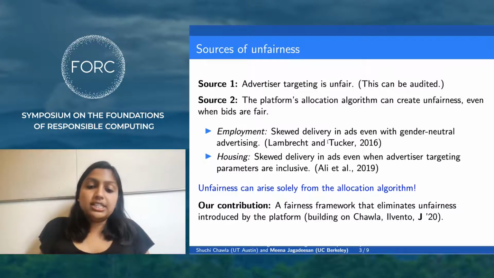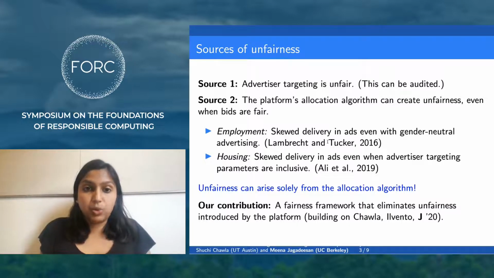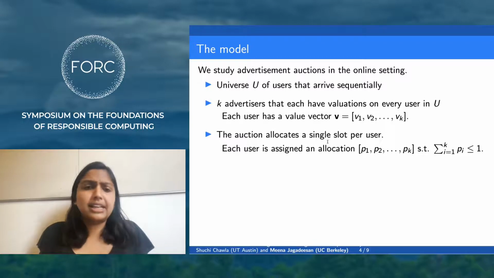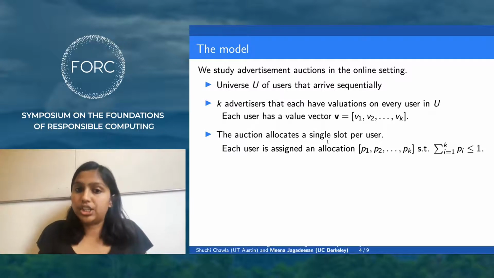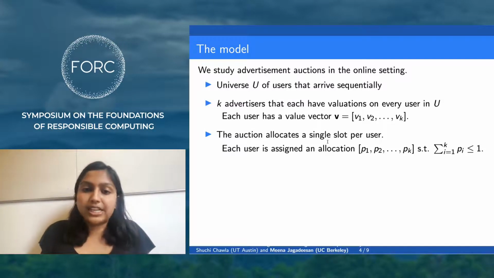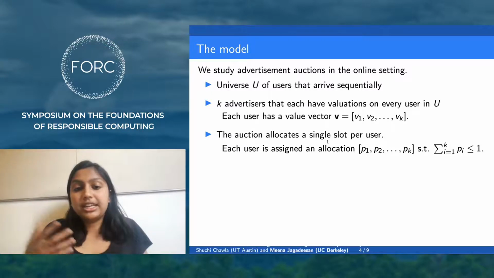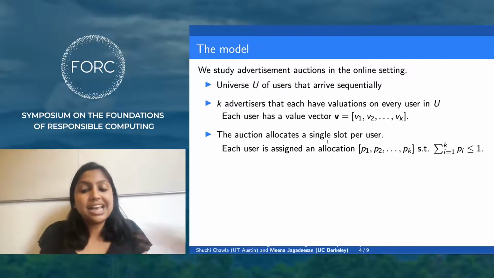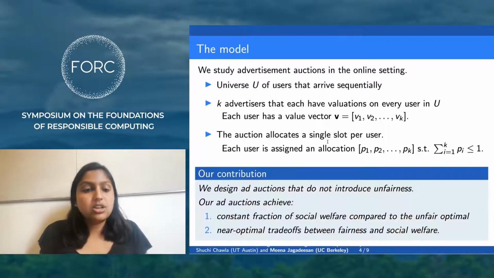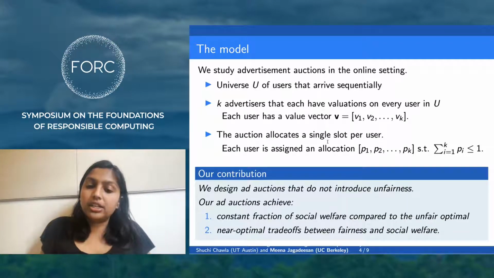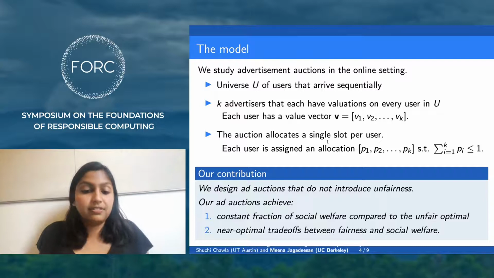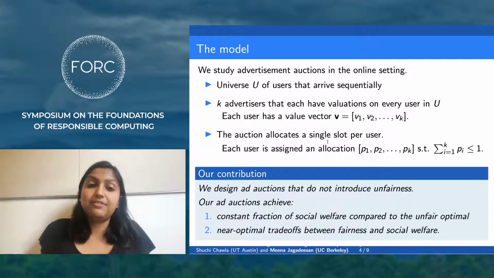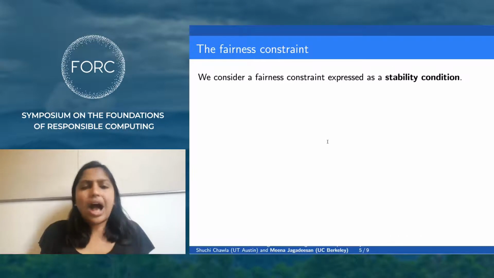Our contribution is a fairness framework that eliminates the unfairness introduced by the platform, and we build on our previous work. We consider a simple stylized model for ad auctions in the online setting where we have a universe of users that arrive sequentially. When a user arrives, all K advertisers place bids on that user. The auction then allocates a single slot to that user, potentially randomizing over the K advertisers. Our contribution is ad auctions that do not introduce unfairness. Our ad auctions achieve a constant fraction of social welfare compared to the unfair optimal and near optimal trade-offs between fairness and social welfare. So how do we define fairness?